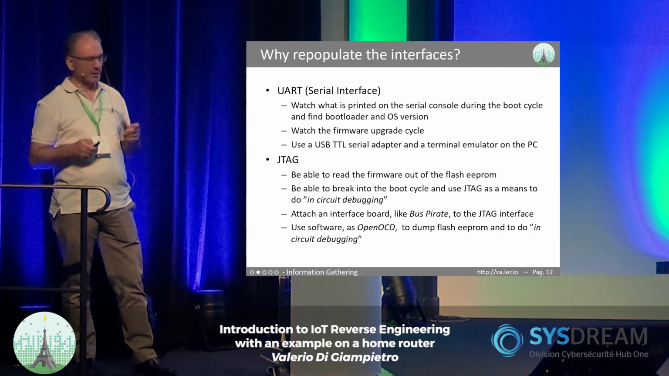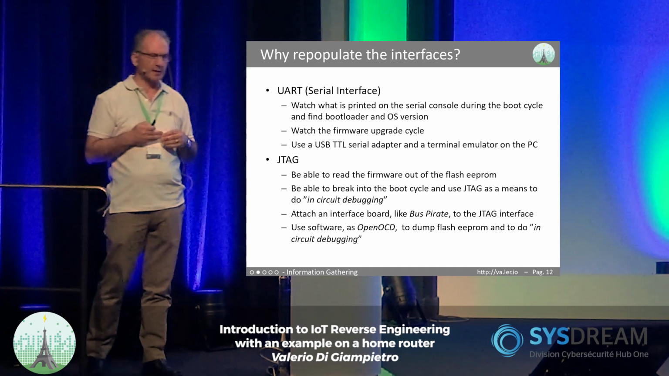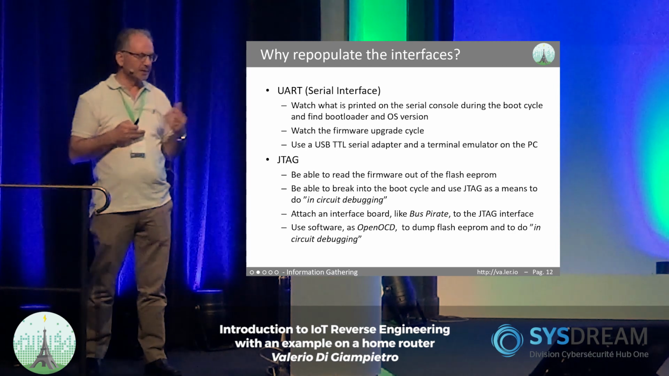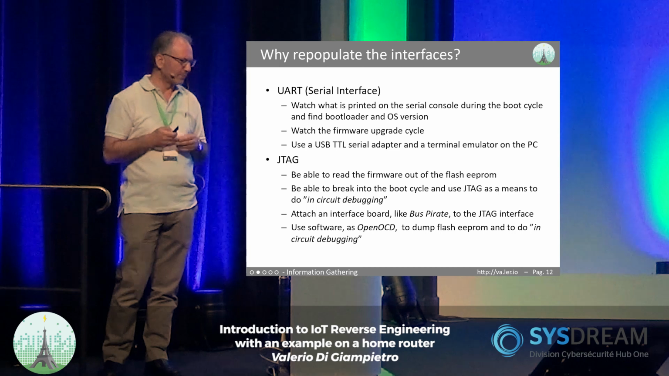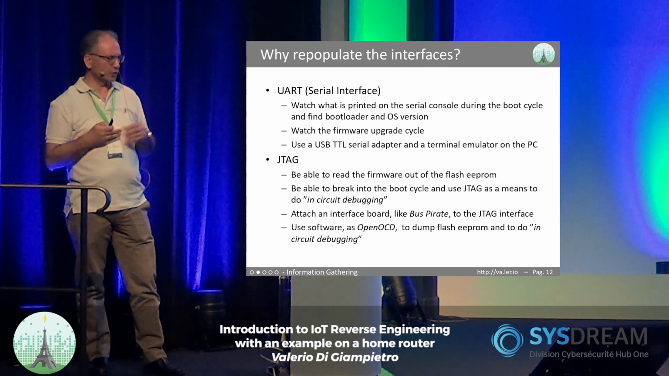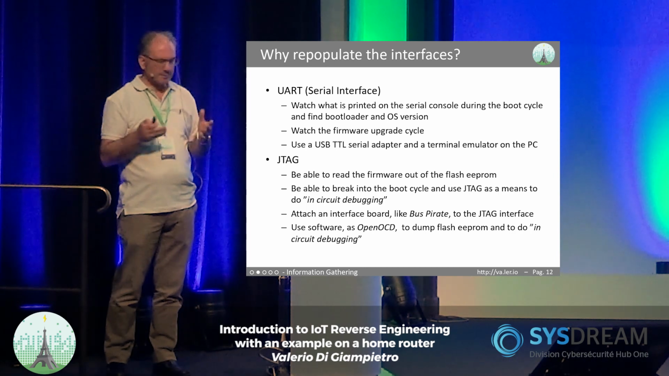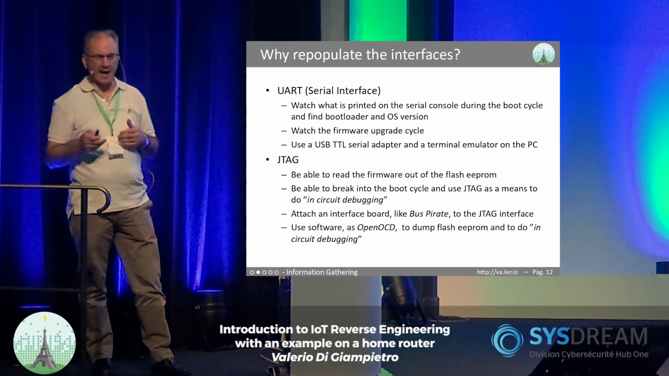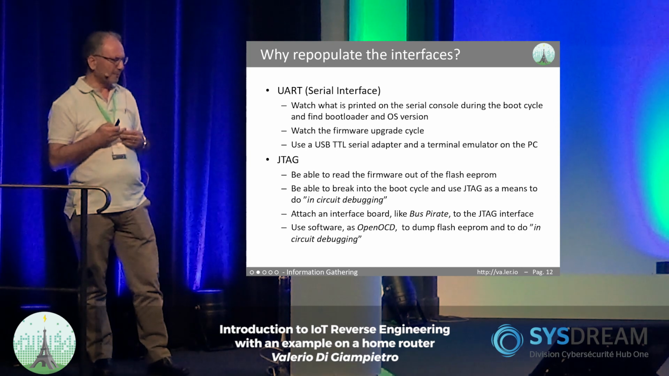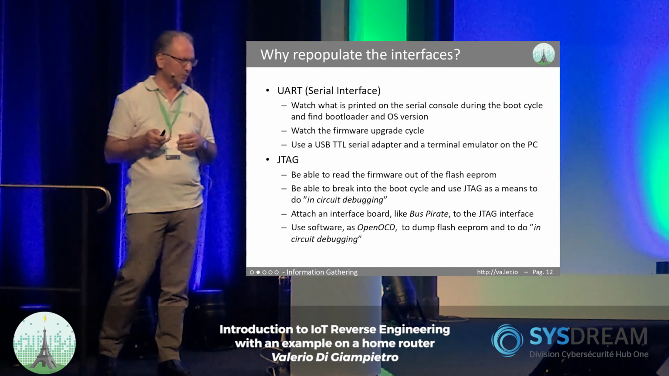The UART is really, really important because it allows us to watch what is printed on the serial console during the boot, and this allows us to identify the bootloader and operating system version. Because I want to modify the firmware, we can also watch what is printed on the serial console during the upgrade cycle and maybe get some information on how the upgrade is done. We have to use a USB TTL serial adapter and a terminal emulator on a PC, like, for example, PuTTY.